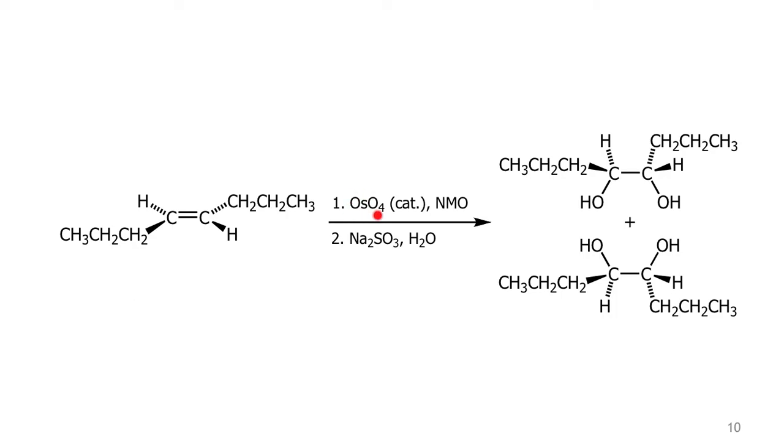And so if you use osmium and it adds to this double bond that is shown here, it can either add to the top face and form that ring up here, or it can add to the bottom face and form the ring down there. Regardless, the two oxygens that ultimately end up as alcohols are added to the same face. And so you produce the syn diol in either fashion, and you would get equal amounts of those.